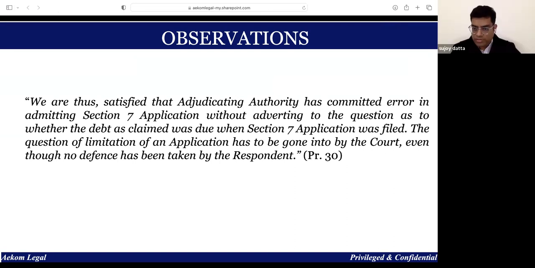So yes, you're moving in the right direction, Rajendraji. The ratio has to do with limitation. And essentially, what the ratio would be is completely removed from the facts. The ratio is that the question of limitation can be considered by a court, even if nobody has taken it as a defense.